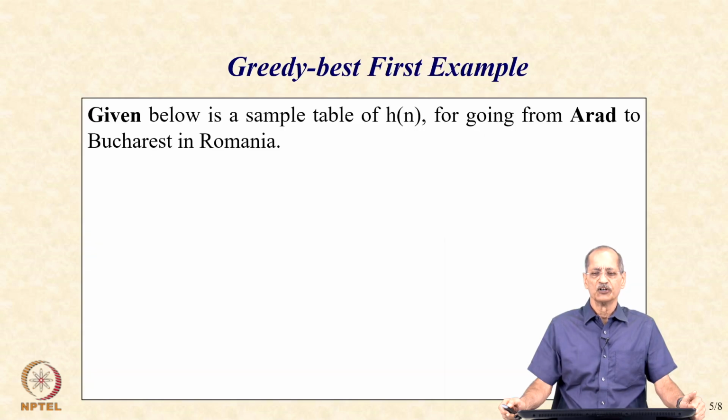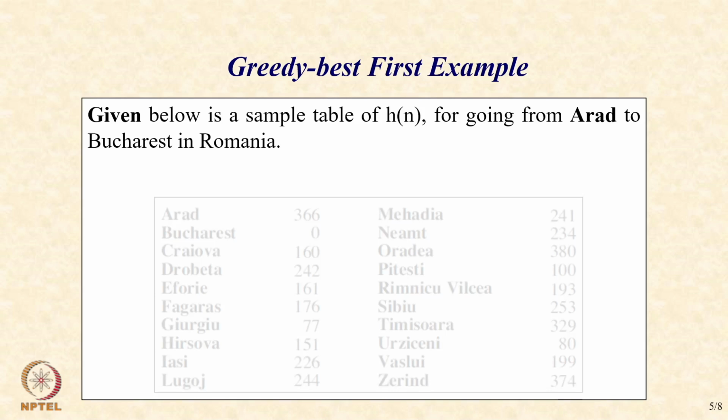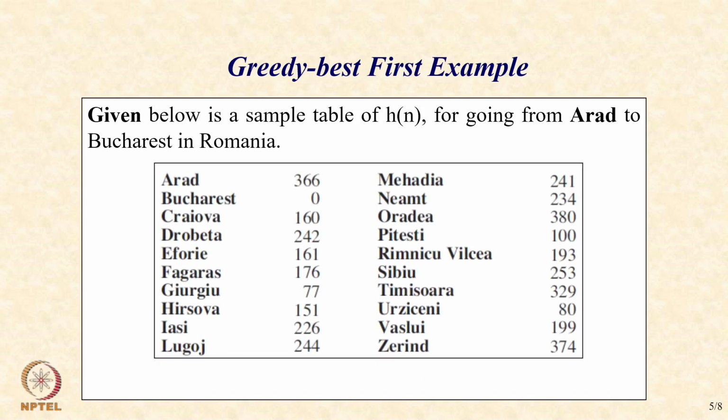So, let us now take the same example we saw in the previous session of going to Bucharest in Romania, and I want you to look at this table. This table gives the distances of all the locations from Bucharest. As you can see, Bucharest, which is the goal node, has been given the distance equal to 0. So, that becomes your ground point, and then you have a large number of locations whose straight line distances are specified.